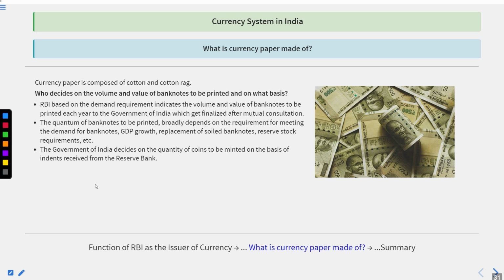What is currency paper made of? Currency paper is composed of cotton and cotton rag. Who decides on the volume and value of banknotes to be printed, and on what basis? RBI, based on the demand requirement, indicates the volume and value of banknotes to be printed each year to the Government of India, which gets finalized after mutual consultation. The quantum of banknotes to be printed broadly depends upon the requirement for meeting the demand for banknotes, GDP growth, replacement of soiled banknotes, reserve stocks requirement, etc. The Government of India decides on the quantity of coins to be minted on the basis of indents received from the Reserve Bank.